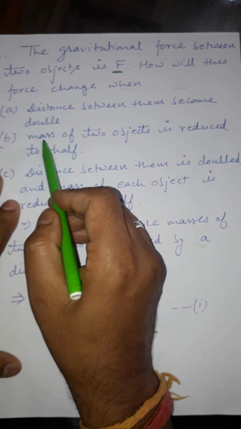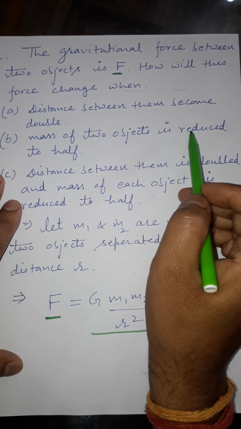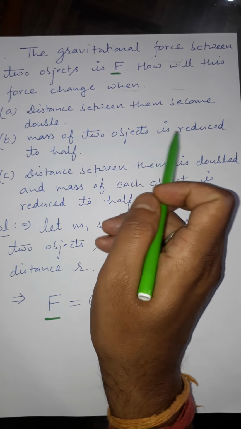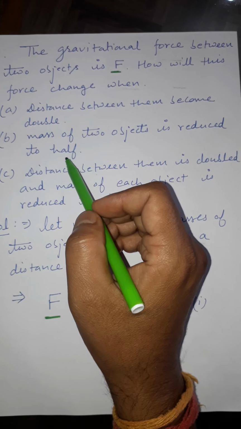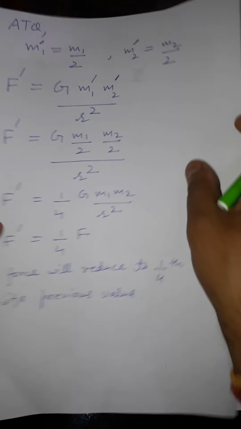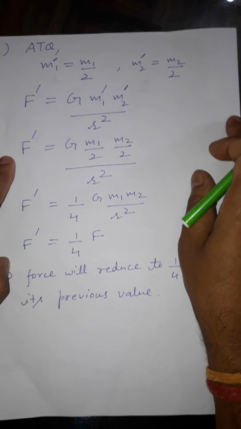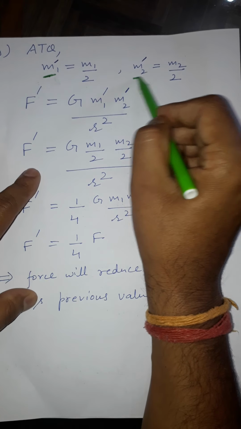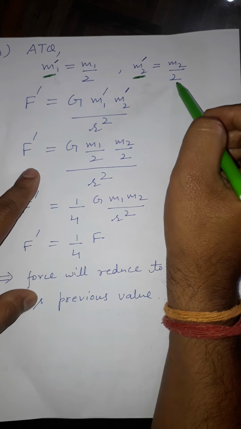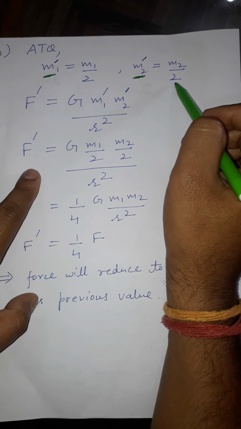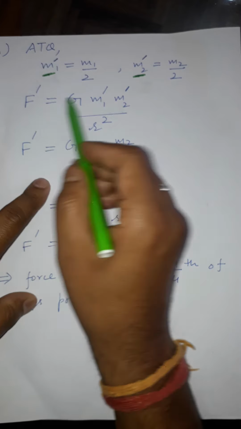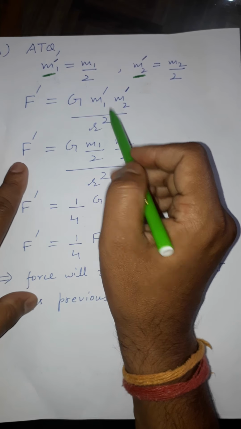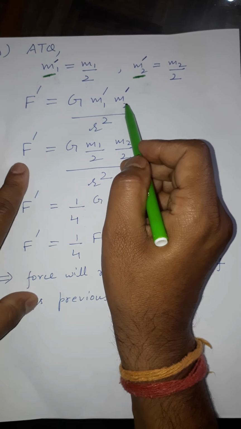In the second part, mass of two objects is reduced to half, means mass of each object is reduced to half. So we have to impose this condition here. According to the question, new mass m1 dash is equal to m1 by 2 and new mass m2 dash is equal to m2 by 2. And there is no change in distance. Therefore, new force F dash is equal to G m1 dash m2 dash over r square.